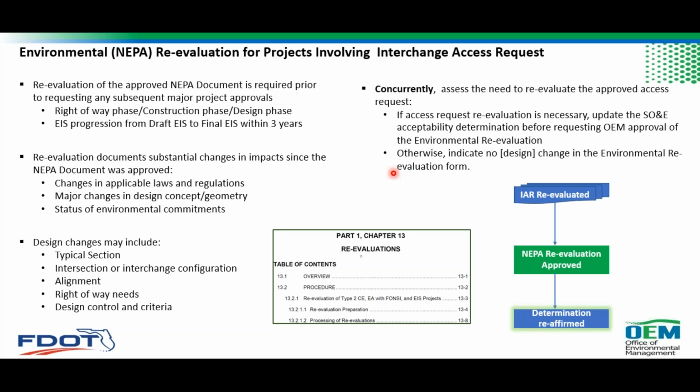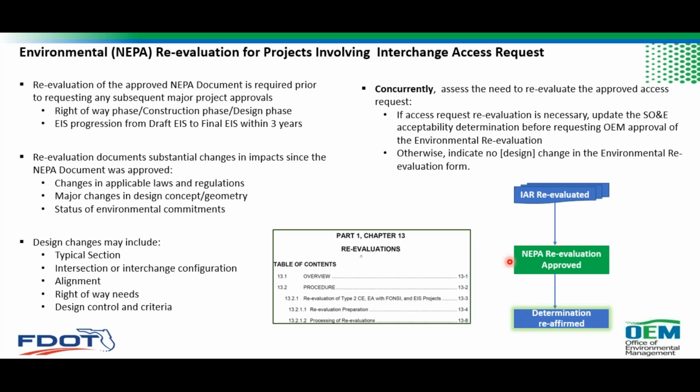Concurrently, what we want is the districts to assess the need to reevaluate the approved access concurrent with environmental reevaluation. Don't wait until the end of environmental evaluation to start this process, because we have to approve the NEPA reevaluation when the IAR reevaluation is completed. So kind of like the same linear processes which are different but dependent happening there. You have to finish up the IAR reevaluation before NEPA can be reevaluated.